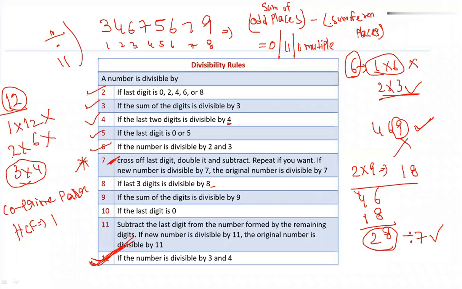Ma'am, if we get the difference as a negative value, how to consider the divisibility rule of 11? We will never get the difference as a negative value, ma'am. Maybe I have written the number randomly. If they want to check the divisibility rule of 11, the number will be constituted so that odd places and even places correlate, and they'll make sure that odd places have more value than the even places. Negative value you will not get.